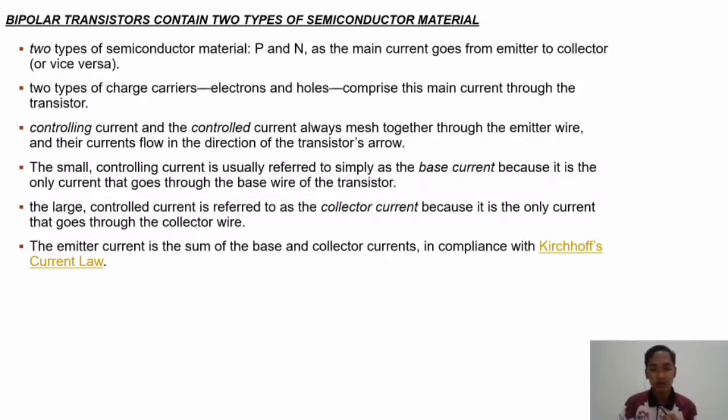The small controlling current is usually referred to simply as the base current because it is the only current that goes to the base wire of the transistor. The large controlled current is referred to as the collector current because it is the only current that goes to the collector wire. The emitter current is the sum of the base and collector current, in compliance with Kirchhoff's current law.